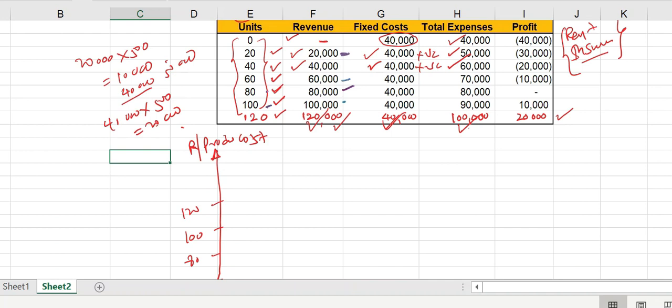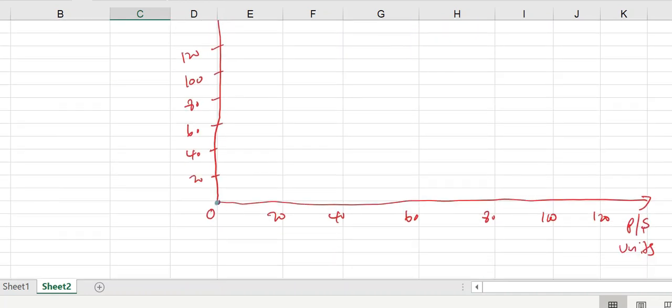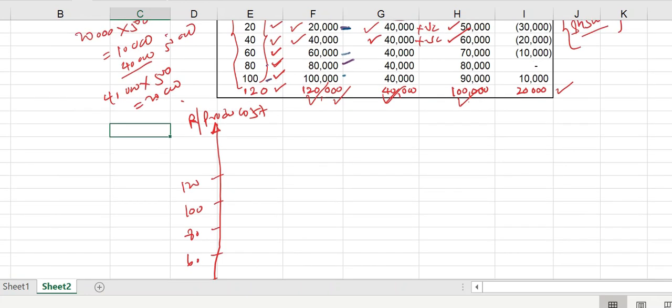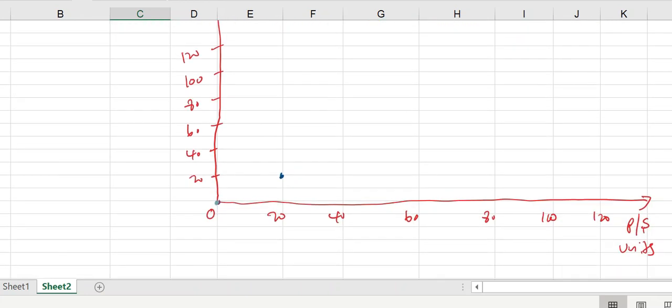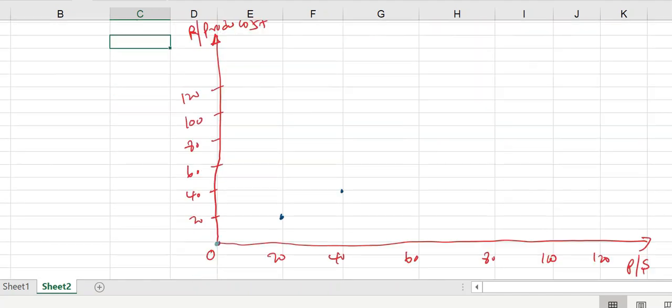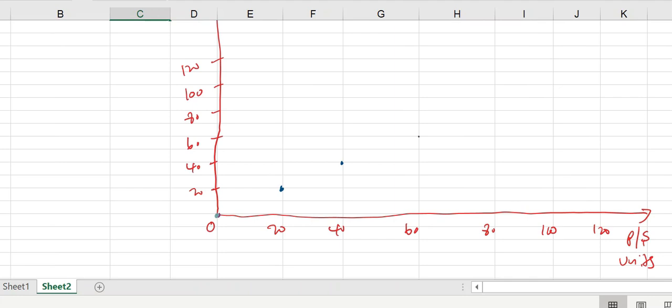So when you produce 20,000 units, your revenue will be 20 million. So 20,000, 20 million, 40,000, 40 million. So this is the point. And 60,000, 60 million. And 80,000, 80 million. 100,000, 100 million. 120,000, 120 million. So you need to join these points to show the sales line. So this is the sales.